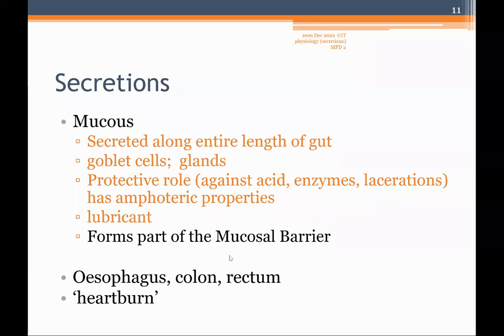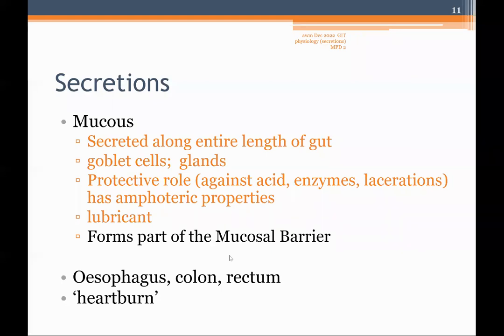But then you also get the entire bolus being covered by that thin layer of saliva, so that when it travels through the gut, it is actually slipping along without causing any excoriation or lacerations. So the mucus forms a part of the mucosal barrier, which is what separates the luminal contents from the actual gut wall. And when you have problems or a thinning or a deficiency in that mucosal barrier, then you get problems. And that's one of the things that we'll discuss when you're discussing ulceration or ulcers in the stomach.